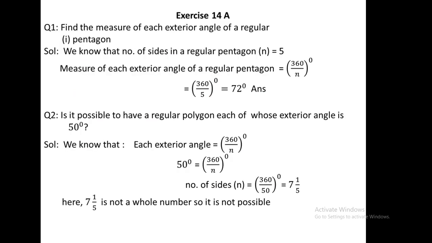Now we have to start exercise 14a, question number 1. The question number 1 says that find the measure of each exterior angle of a regular pentagon, and we know that number of sides in a pentagon equals 5.